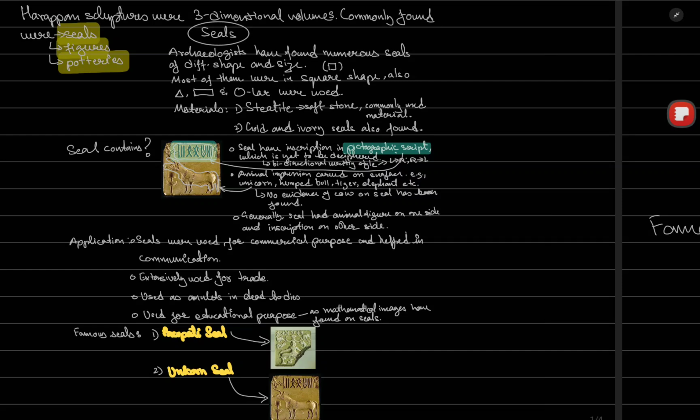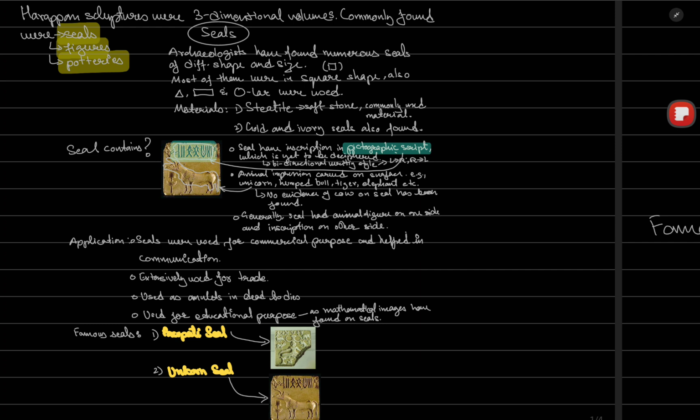Understand that sculptures were basically in three-dimensional volumes. Most commonly they were seals, figures, and potteries. So, seals. Archaeologists have found numerous seals of different shapes and sizes. Most commonly they were square in shape. Rectangular, triangular, and circular ones were also found. The material used was steatite, which is basically a soft stone commonly used during the Harappan period.